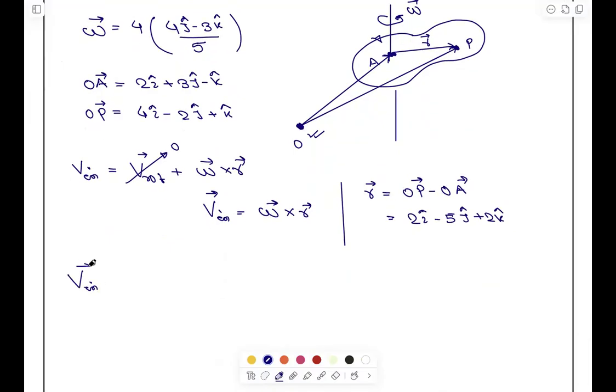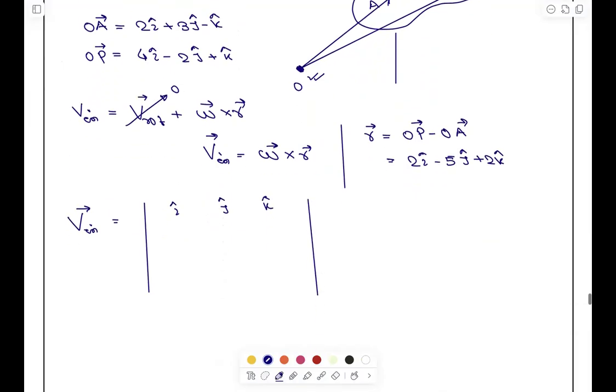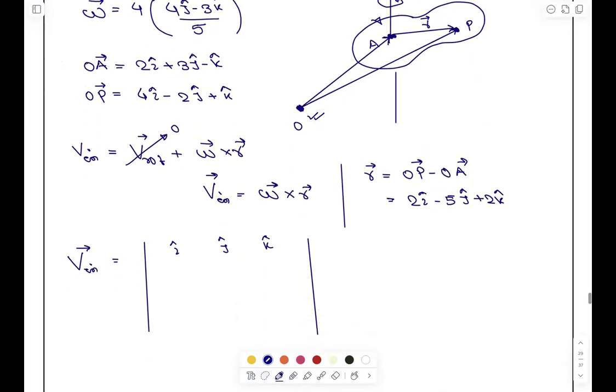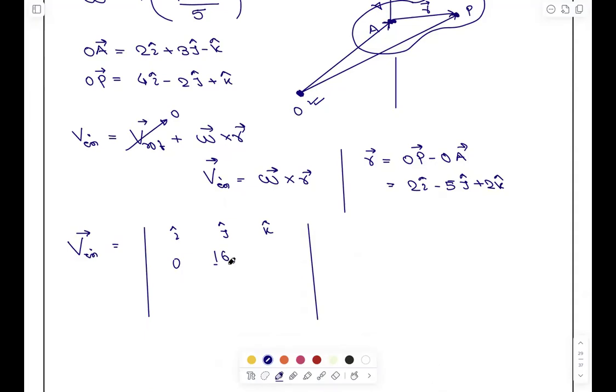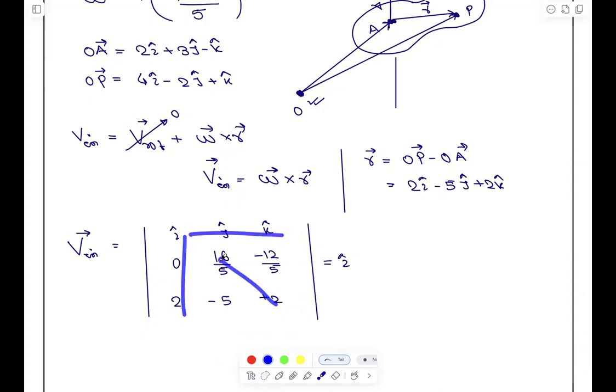So V inertial will be equal to the determinant of I cap, J cap, and K cap. We can write the values here. For omega, the I cap component is 0, J is 16 by 5, and K is minus 12 by 5. And here it is 2, minus 5 and plus 2. For this I cap, we can do 32 by 5 minus 60 by 5.